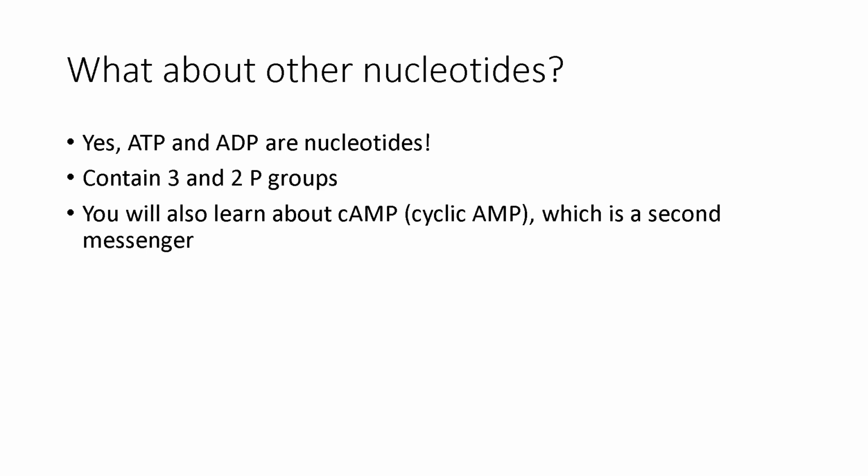ATP, or adenosine triphosphate, has 3 phosphate groups and is the energy currency of the cell. Another example is cyclic AMP, or cAMP, which functions as a second messenger in various signaling pathways. These molecules show how versatile nucleotides truly are.